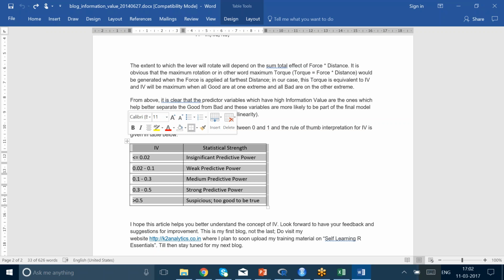0.3 to 0.5 are variables which are very strong, which means they can define the model. If it is greater than 0.5, suspicious. The variable can be too good to be true, which means you have to introspect why that variable is becoming too strong.